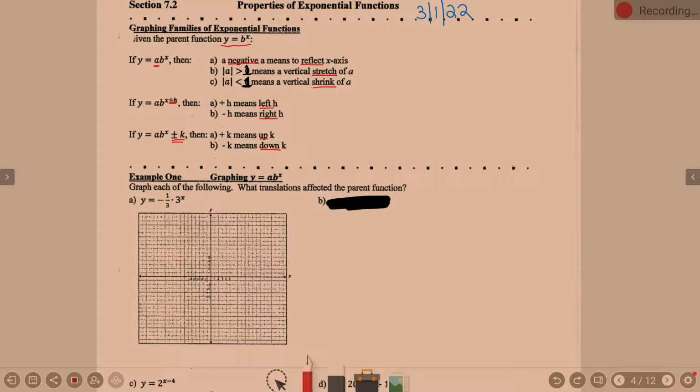You guys, I would encourage you use your workspace there for the graph. Now, as we look at A, y equals negative 1/3 times 3 to the x. What transformations do you see? Okay, she sees a negative out front, which is a reflection. So there is going to be a reflection across the x-axis.